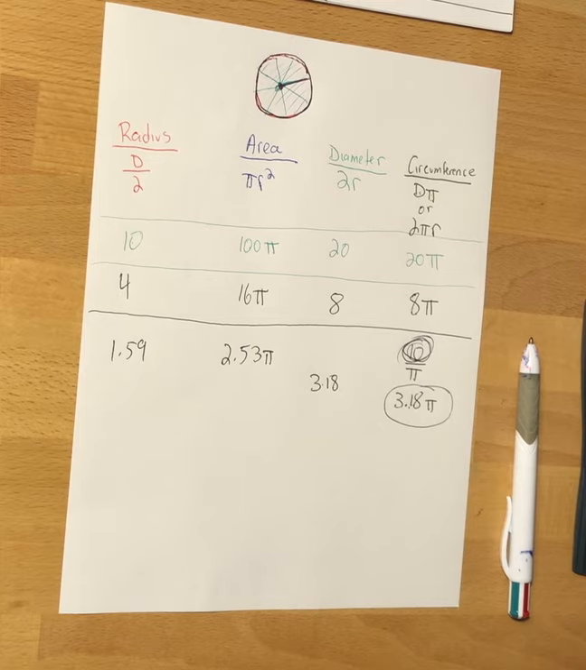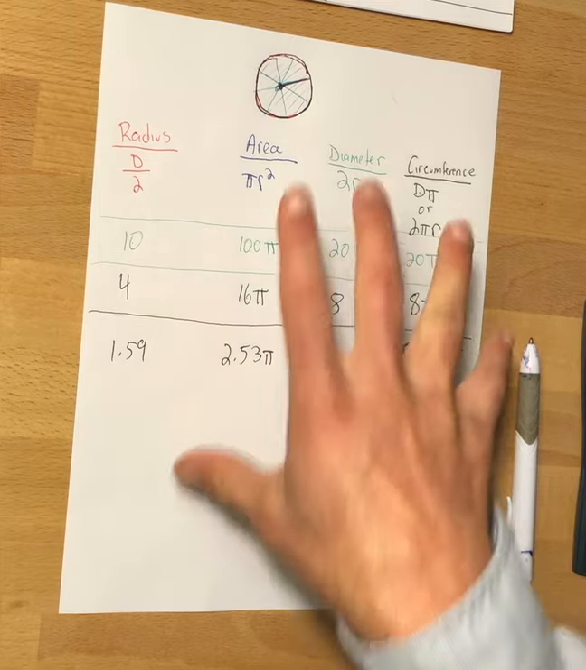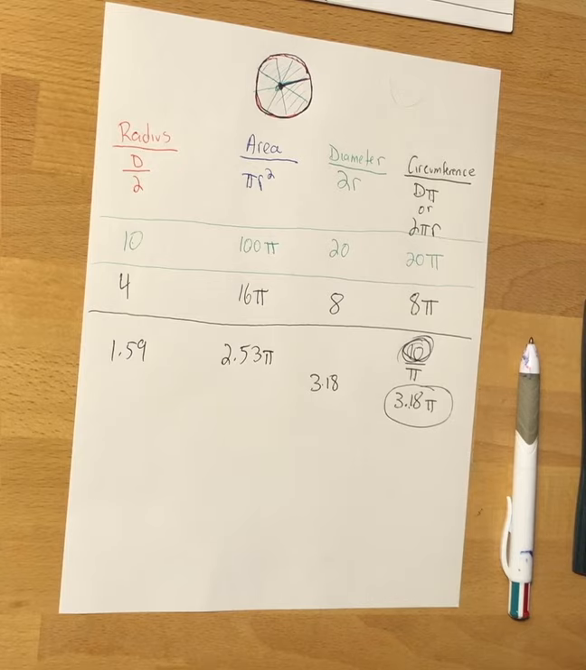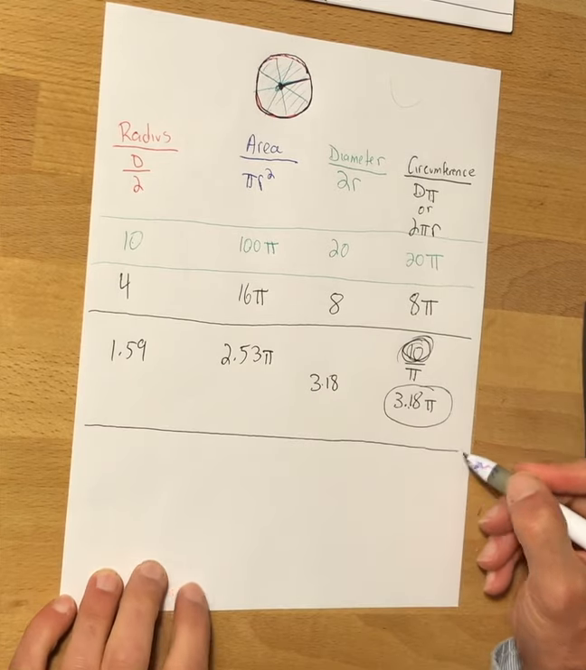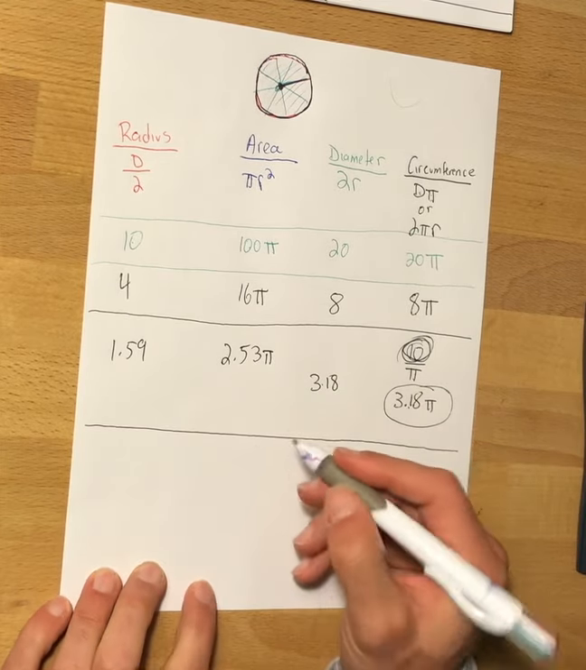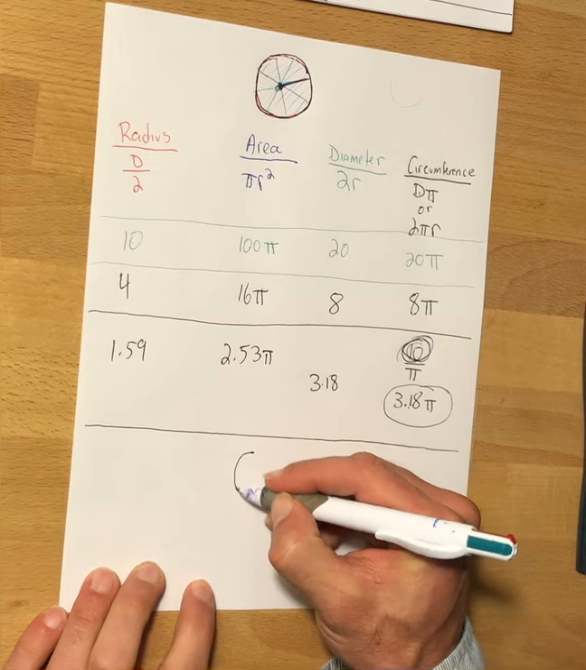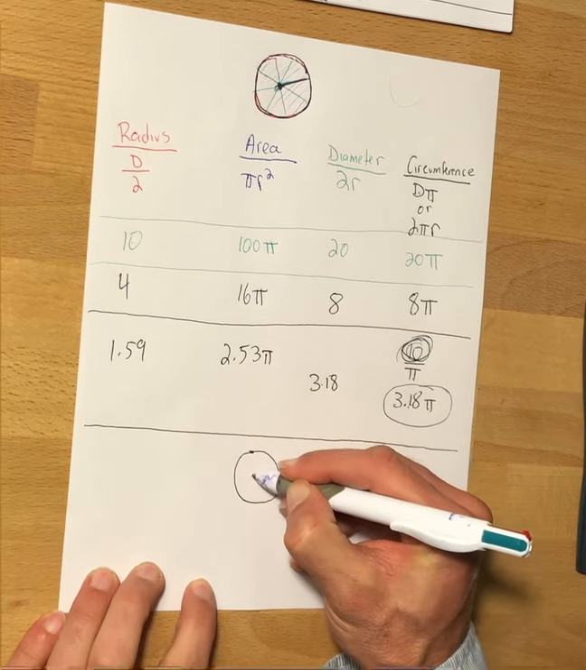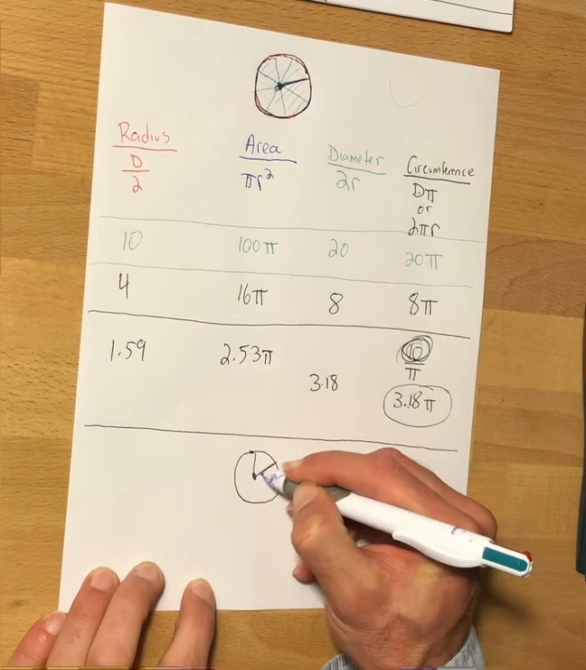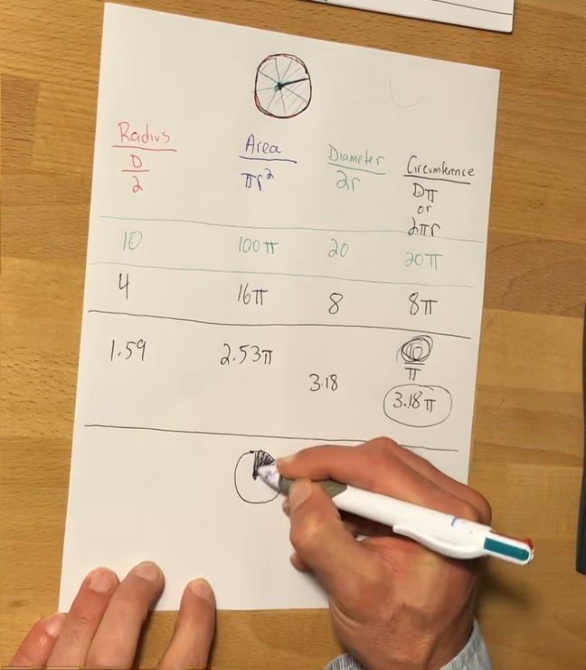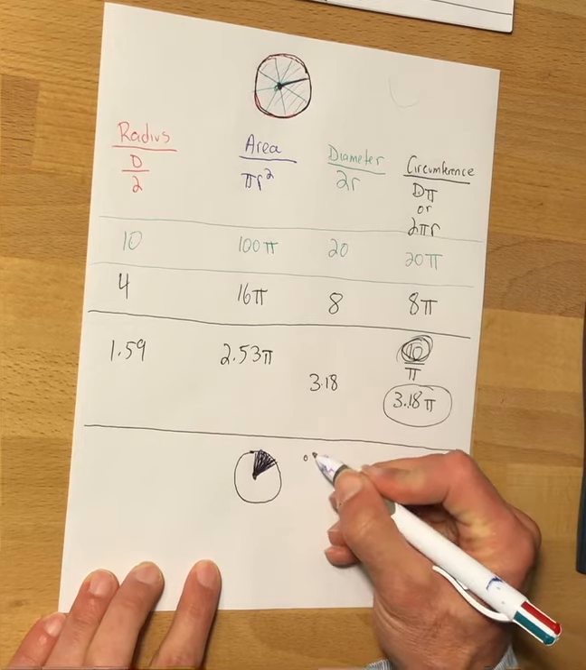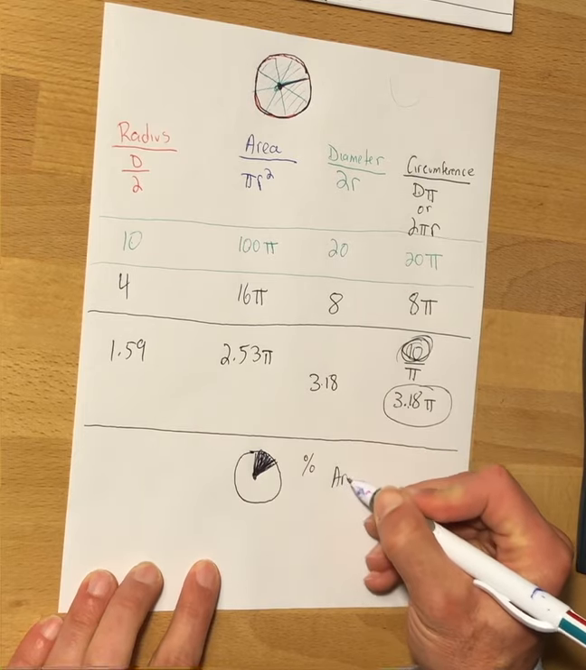And that's good. You have to understand this for the next section that I'm going to talk about. The next section, the other thing of note, is called a sector. So think of a sector, think of it like a piece of pie. It's a percentage of the area.